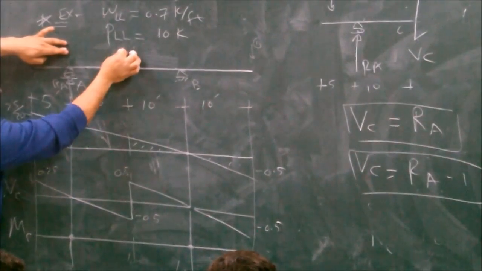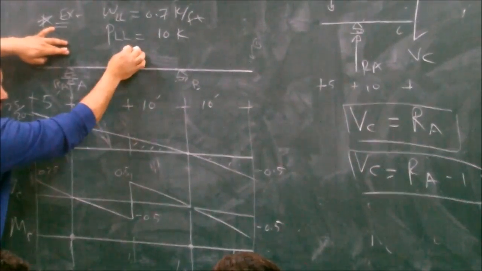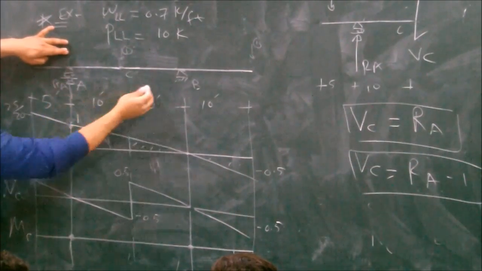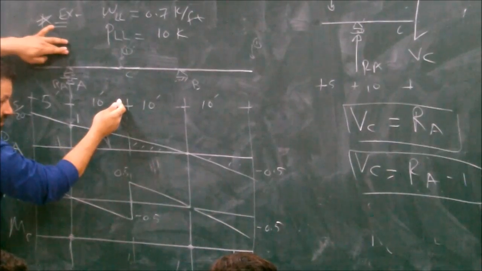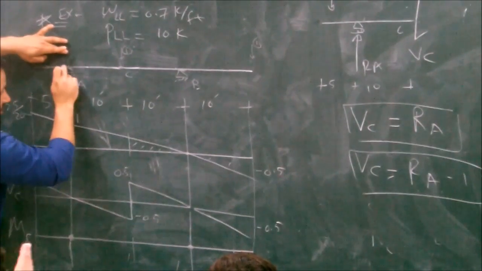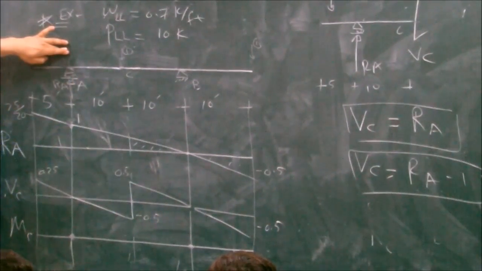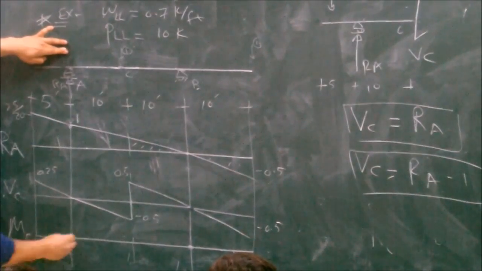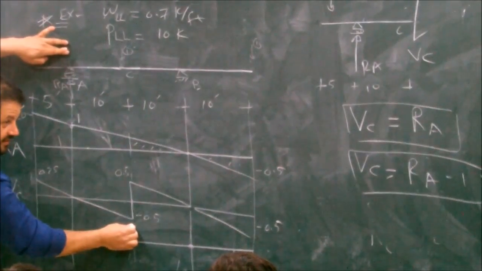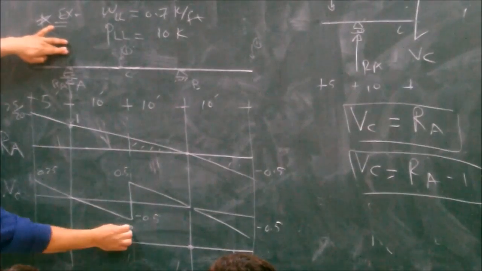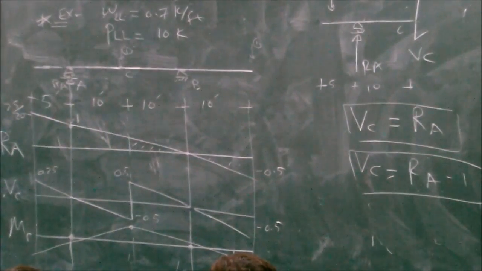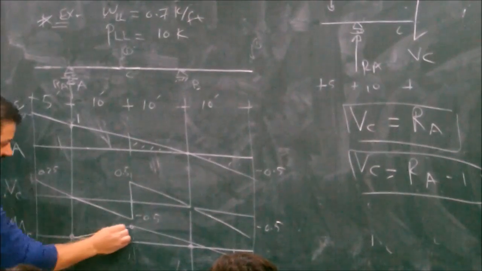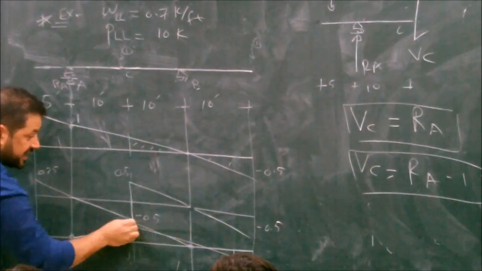When the unit load is here, 0.5 here and 0.5 here. When you take a cut here, how much is the moment at C? 0.5 times 10, which is 5. Once you have this point, done. 0 here, so we connect. 0 here, we connect. You keep going.